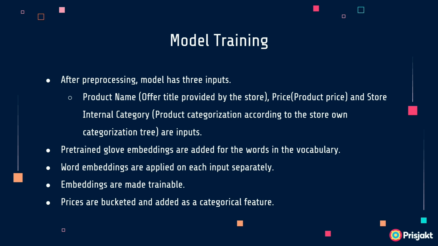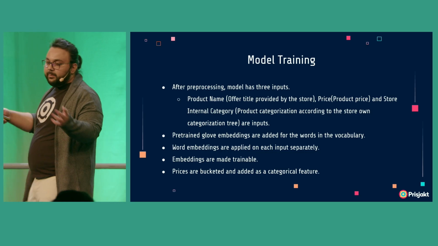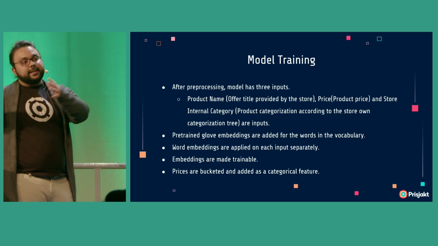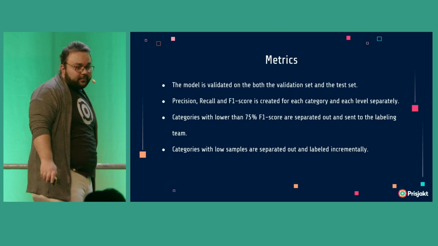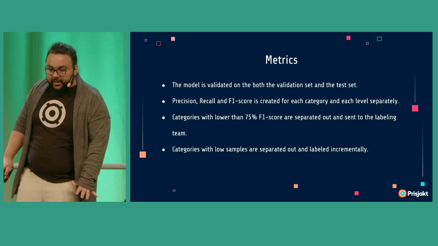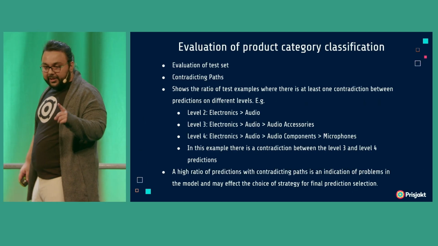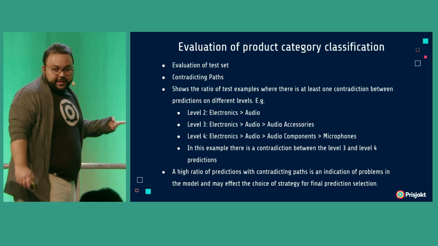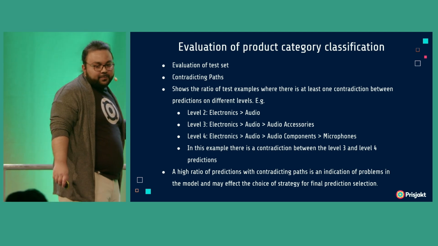Prices were bucketed and added as a categorical feature, so the model can maybe learn that shoes are in this range, or that some other product is in that particular range. For metrics, we used precision, recall, and F1 score for model validation, but I just wanted to get to something really quickly. We actually did something really interesting.